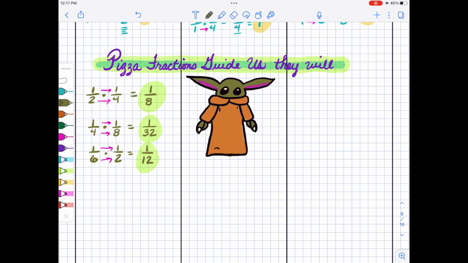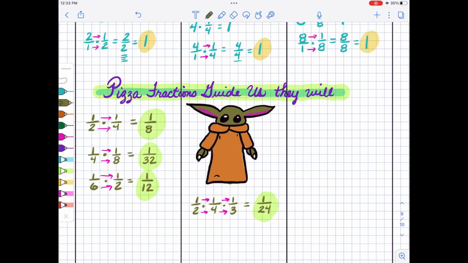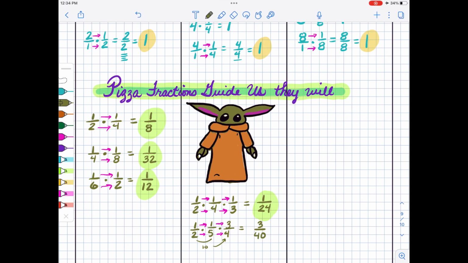Now let's multiply 3 fractions together. Let's do 1/2 times 1/4 times 1/3. We do exactly the same thing as before, we just have 3 fractions instead of 2. So here we get 1 over 24. Now here's one that has a different number other than 1 in the numerator, but it doesn't change anything as far as how we multiply these together. So in the numerator, we multiply across and get 3. And in the denominator, we multiply across and we get 40. So it doesn't matter how many fractions you're multiplying together, the process is the same.